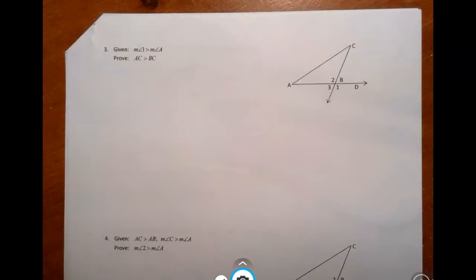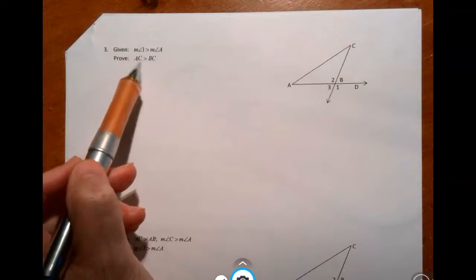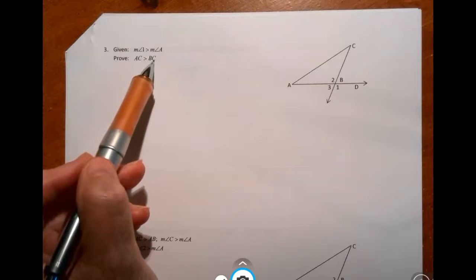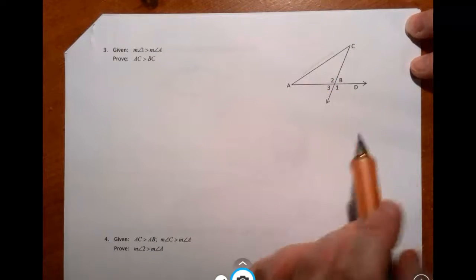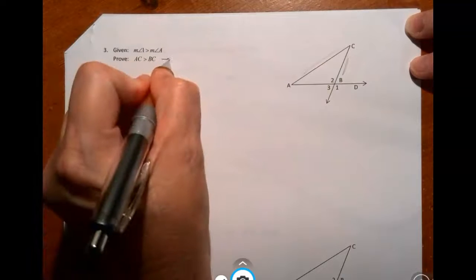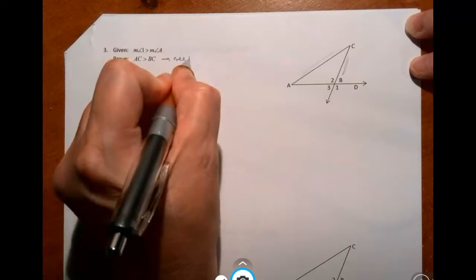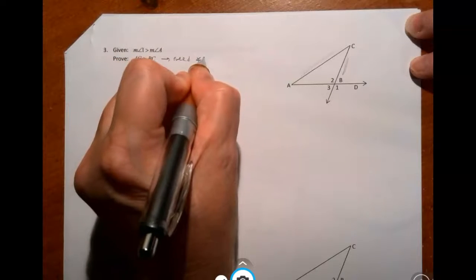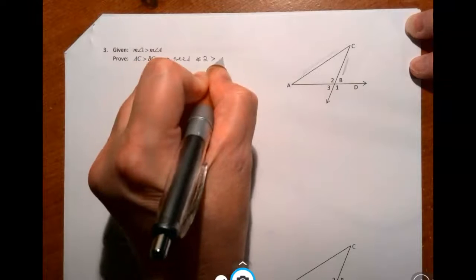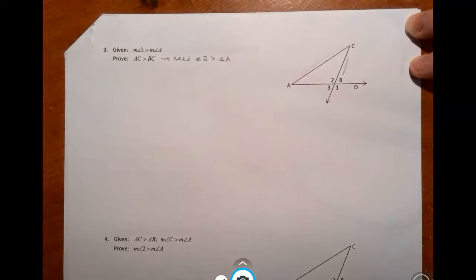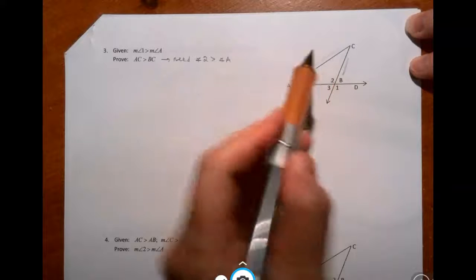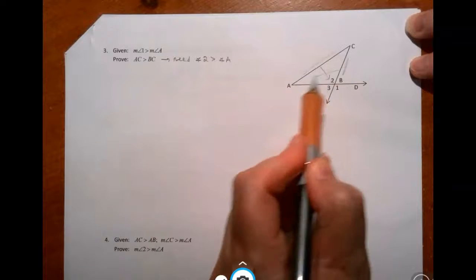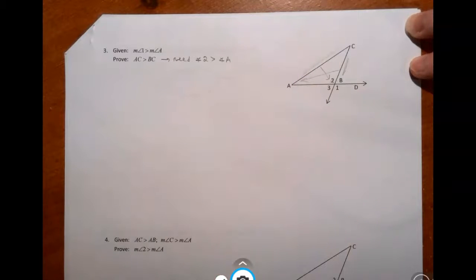So for question 3, we're asked to prove that the length of AC is greater than the length of BC. So I want to prove that the length of this right here is greater than the length of this. So this means that I need to show that angle 2 is greater than angle A. If this side is going to be bigger than this side, then that means that this angle has to be bigger than this angle.